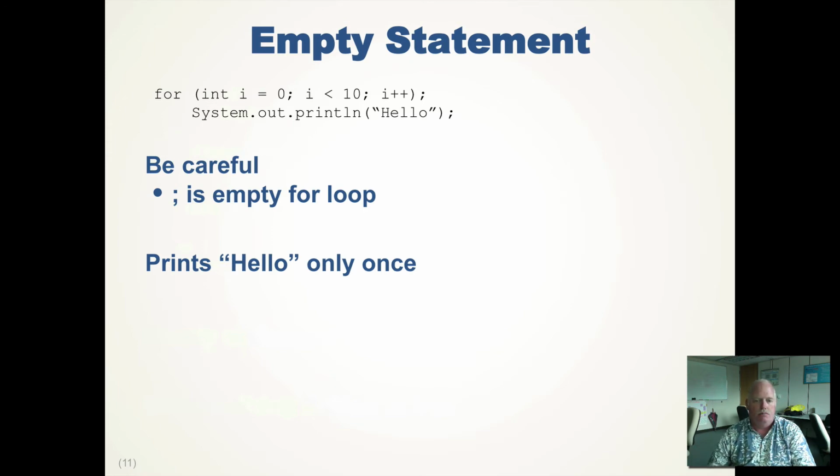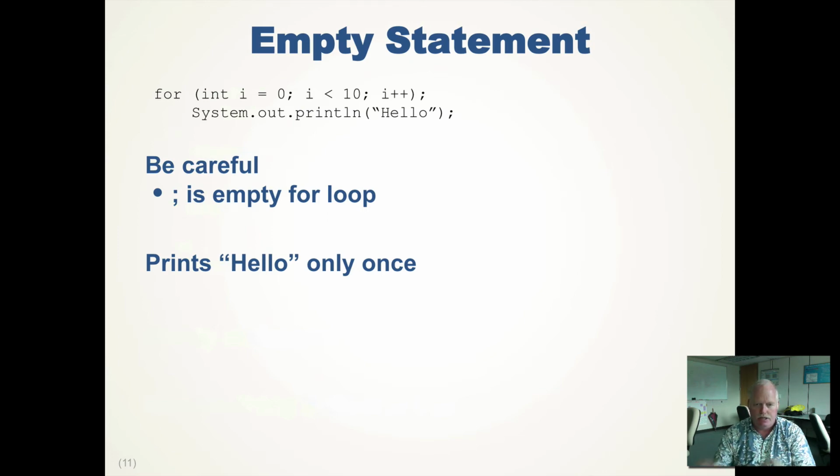10 times. But the empty semicolon at the end of the for loop says the body of the for loop is nothing, and it only prints out hello once because we execute nothing 10 times, and then we execute System.out.println once. So be very careful when you just use the empty statement.